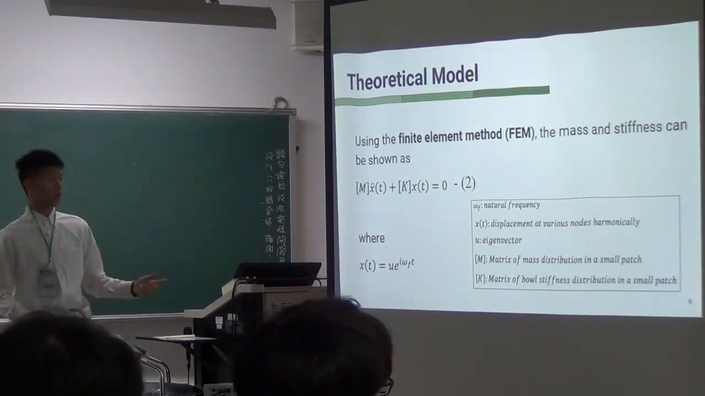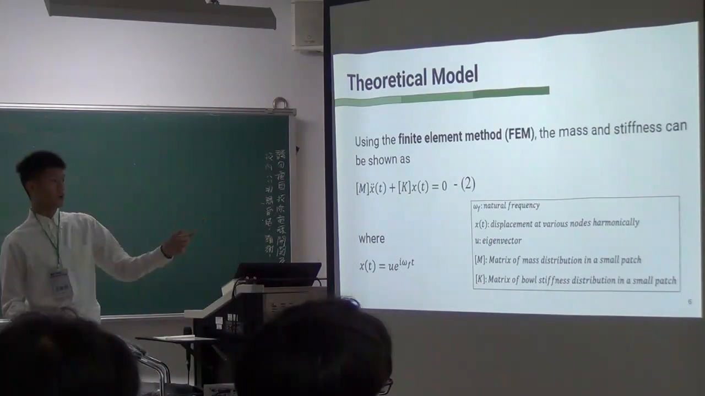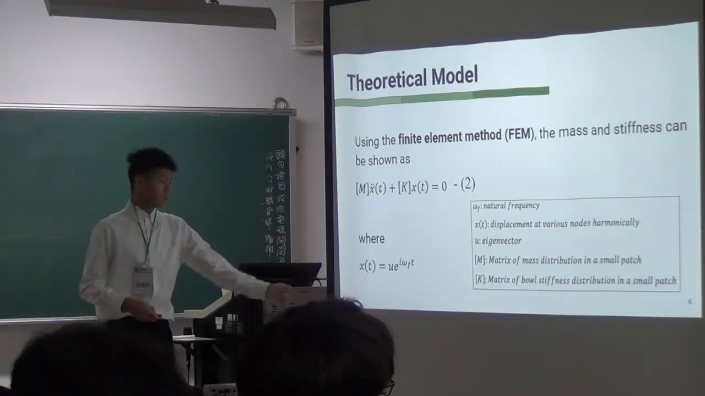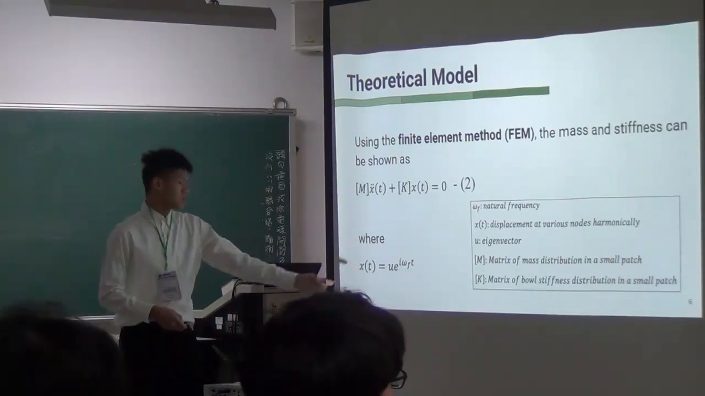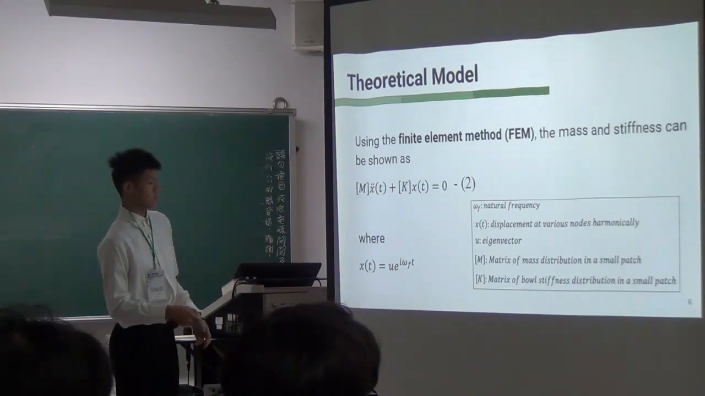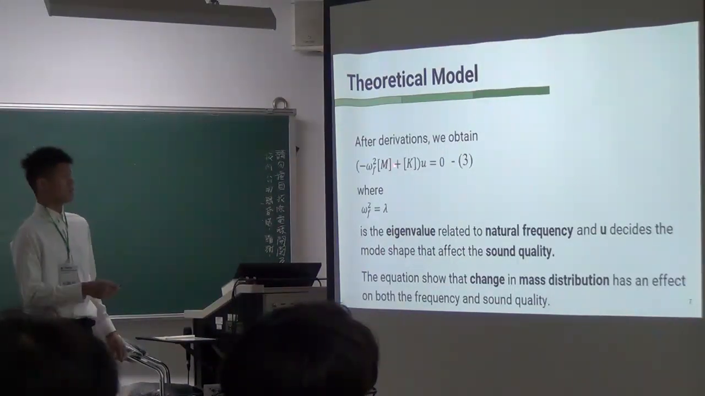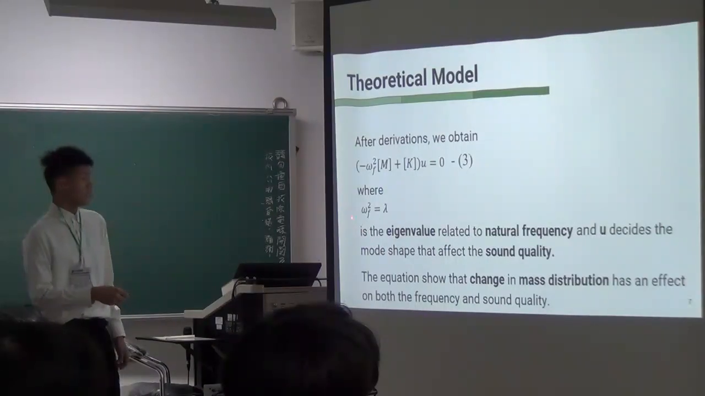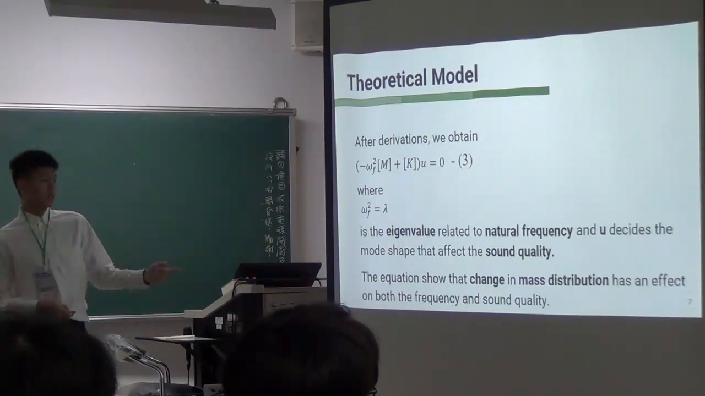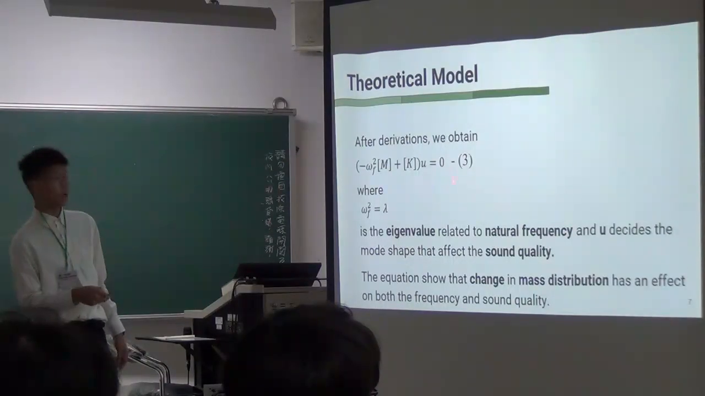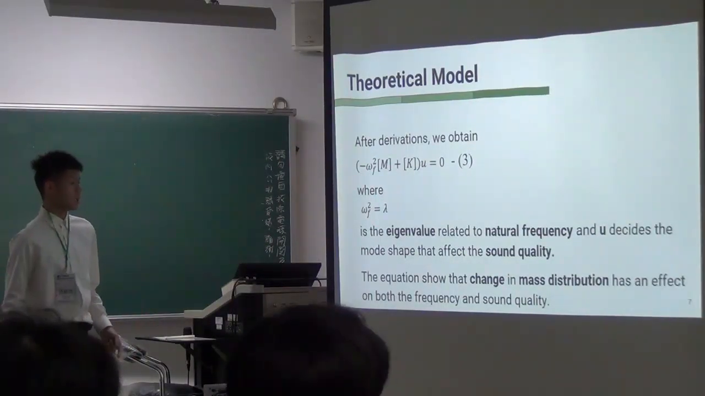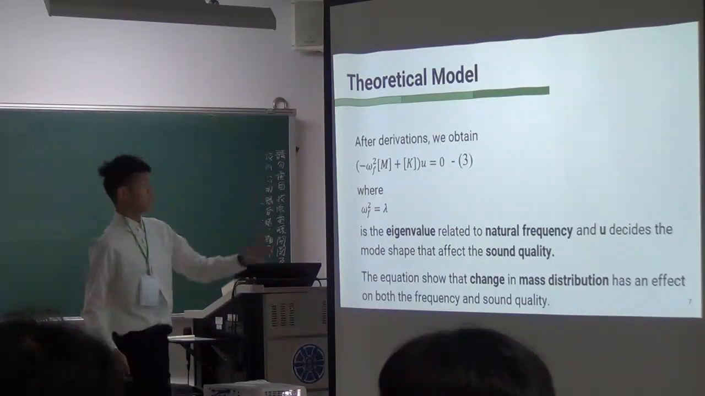Now, if I want to look at this phenomenon in a mathematical way, I use the finite element method to write the matrix of mass and stiffness as this equation, where x of t is written in this way, where this u is the vector that denotes the shape of the wave, and this term is the oscillation. And next. So after some derivations, we obtain equation 3. Oh, and we can see that this omega f, where is the frequency squared, is the eigenvalue that related to the natural frequency. And u, like I have mentioned before, decides the mode shape and affect the sound quality. So this equation shows that the change in mass distribution has an effect on both the frequency or the sound quality.